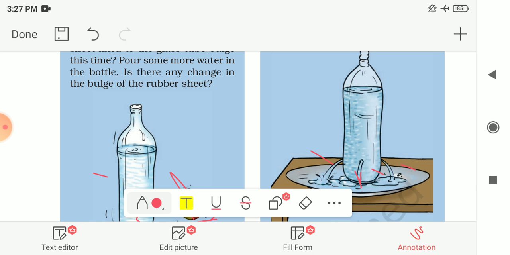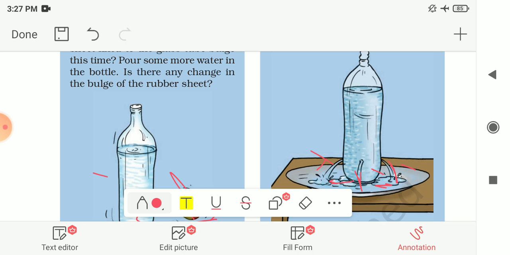That means this one is the water stream. So these 4 are coming out from the holes which we had made earlier, and the water coming out from all the holes falls at the same distance from the base of the bottle. That means this distance is equal to this distance. The streams are falling down at the same distance. So that's why we can say that the streams of water coming out from all the 4 holes fall at the same distance from the bottom of the bottle.